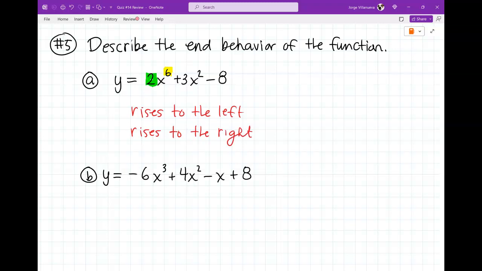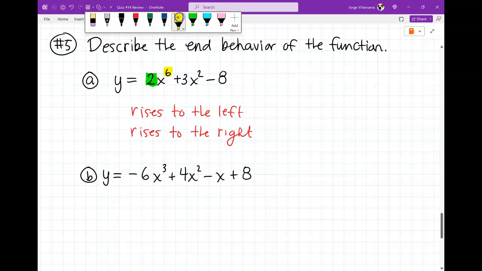So that's your answer. On your quizzes, you're going to be allowed to pick 2 out of the 4 options, okay? One will probably say rises to the left, falls to the left, rises to the right, falls to the right. You just got to pick the 2 that are correct, okay? So rises to the left and rises to the right. And that's it.